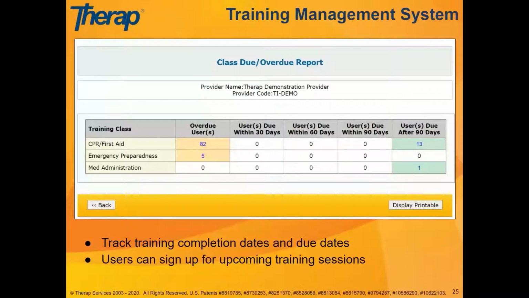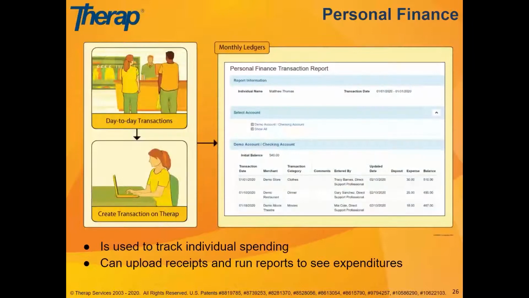Training management system. This is used to track completion dates and due dates of employee certifications. Users can sign up for upcoming training sessions as well. This is called TMS, or Training Management System, and a way to track an HR component where you can track staff certifications. Personal finance is used to track individual spending. You can upload receipts and run reports to see all of the expenditures an individual had within a given time frame.